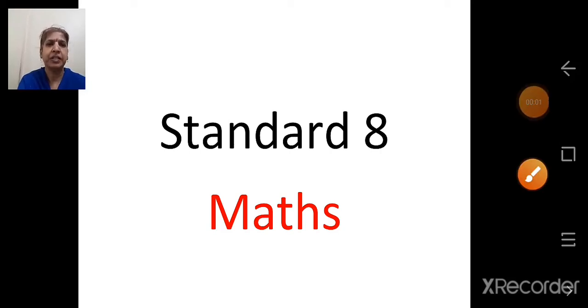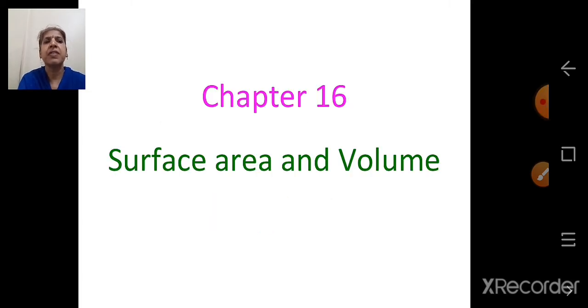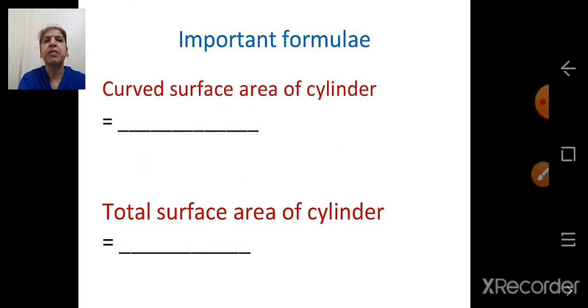Sai Ram children. Let's continue with our chapter 16, surface area and volume. Which two important formulae have we studied in the previous session? Yes, first one is curved surface area of cylinder. So only write the answer, children. Formula of curved surface area of cylinder. Second is total surface area of cylinder.